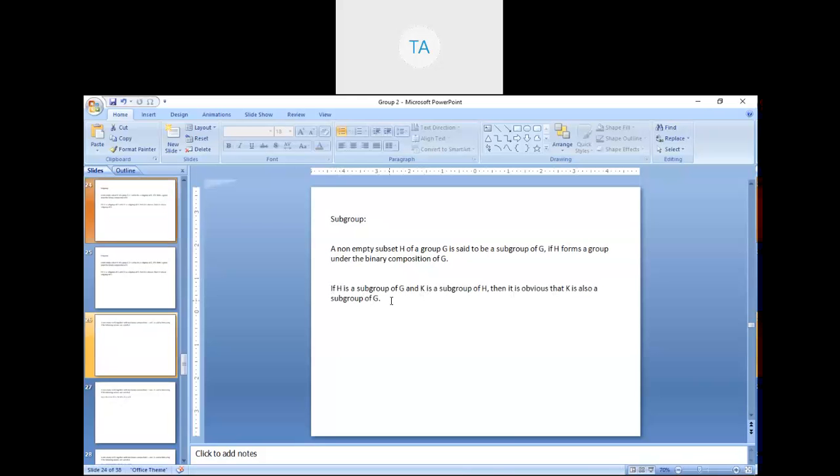Yes, because see, if there is a subgroup H of G and this K is again a subgroup of H, ultimately this K is a subgroup of G. Okay, so if K is a subgroup of G and satisfies the four conditions of a group, then yes, again we can say that K is also a subgroup of G. So always remember this line. These are important for your MCQs. Okay, I am repeating, these are important for your MCQs. So always remember that if H is a subgroup of G and K is a subgroup of H, then K is also a subgroup of G.